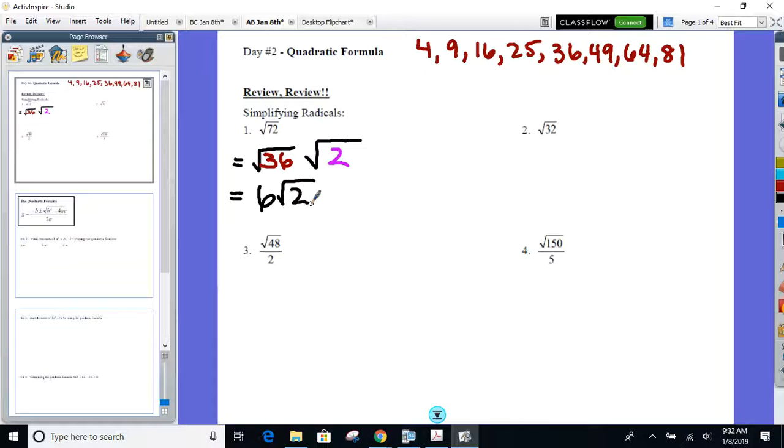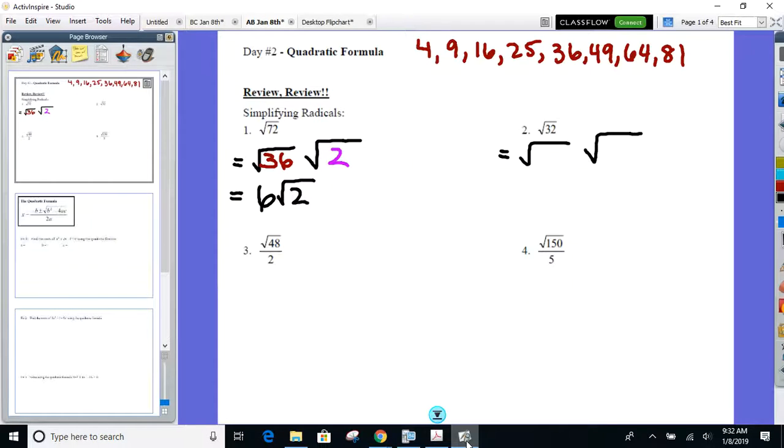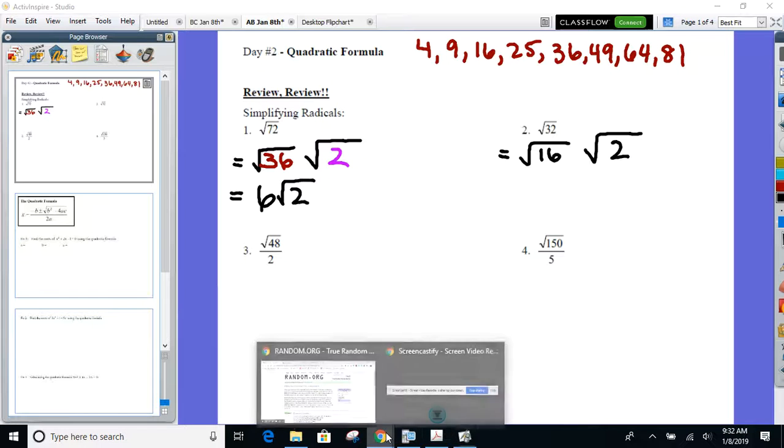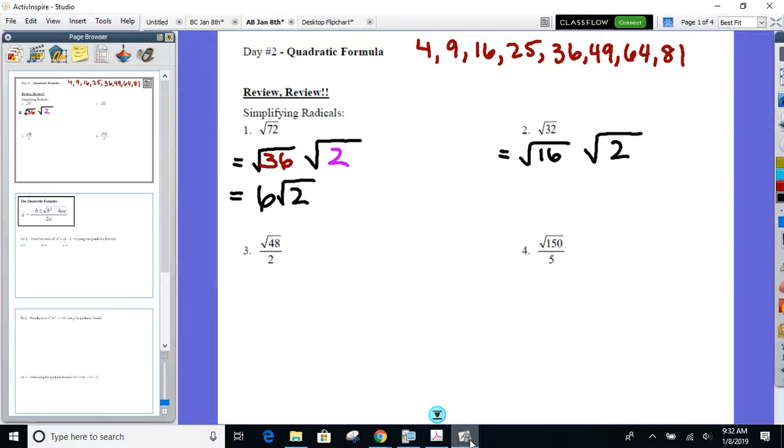All good. Let's try this out with 32 now. Take your perfect squares. Find the biggest one that goes into 32 evenly. Biggest, not the first one necessarily you come across, but the biggest one. So when you come across it, let me know. Let me know when you're ready. 16, nice job. 16 and 2, yes. Finish simplifying that one for me. There you go.